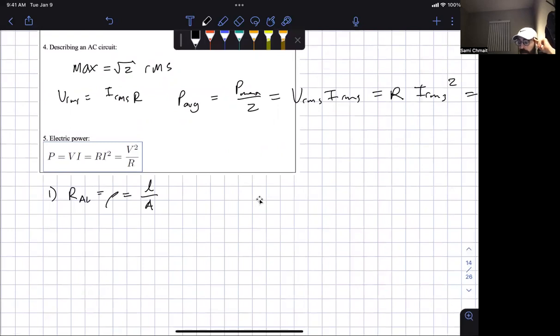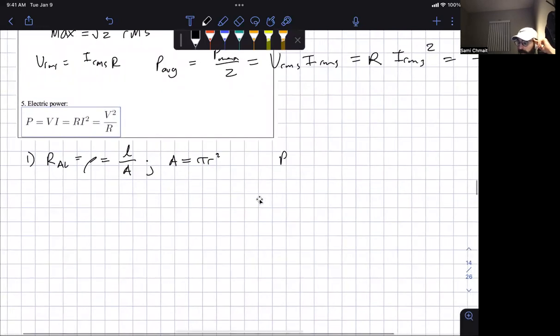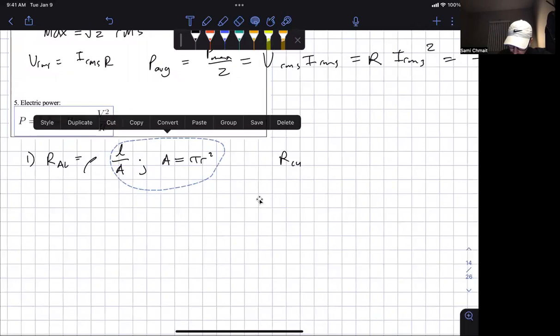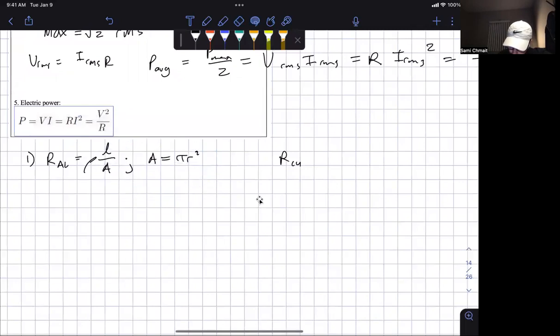Okay, and what's the area? Well, we have a diameter, so we're working with a circle. We can solve for the area as such. And then the same thing with the copper. Oops, sorry, no equal sign here. Like that. There we go. Actually, I'll do the copper one second. Now we can just plug in everything.